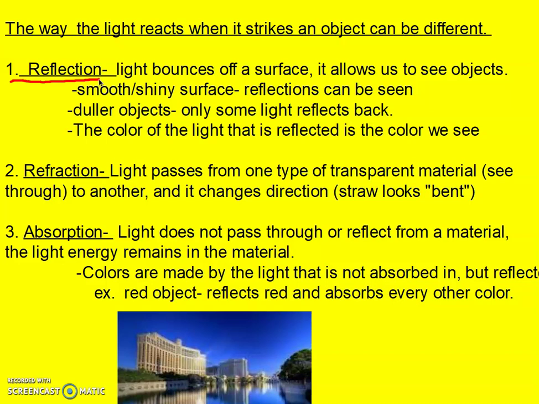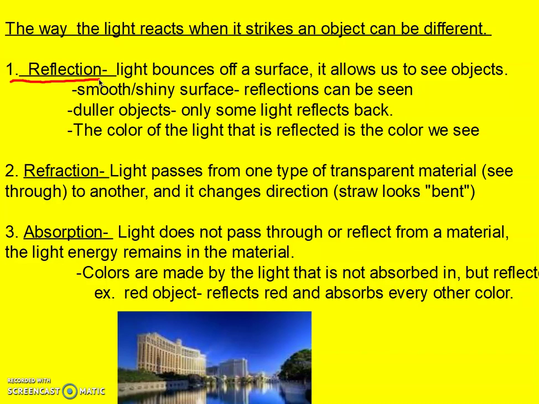So if you have a shiny poster and you look at a certain angle, the light might shine back at you very brightly. That's the reflection you're seeing from the light. Or on your TV screen, you'll get a glare. That's from it being smooth and shiny. On duller objects, often only some light reflects back, so it doesn't have that bright glare.